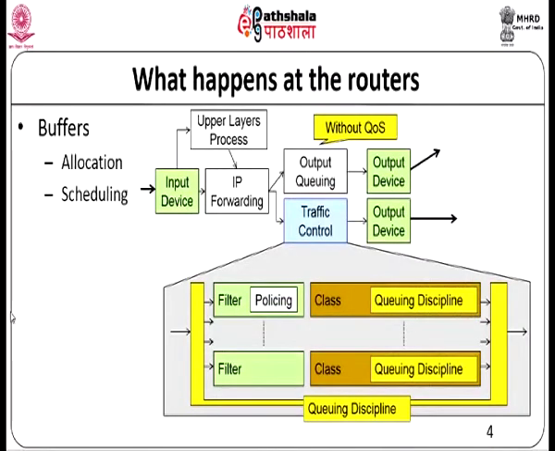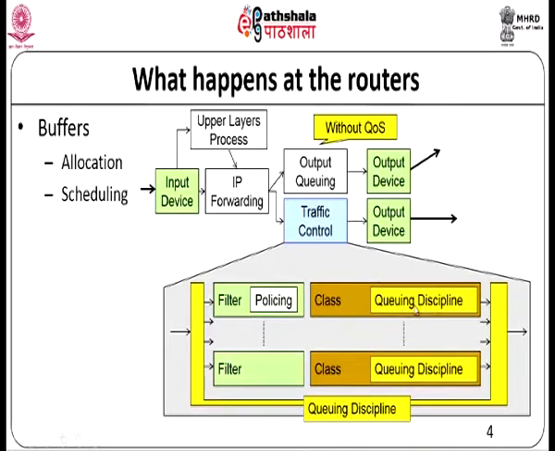To understand this, let us take a look at what actually happens at the routers. At the routers, there are buffers, both at the input and the output. Packets come in, they are queued at the buffers, space is allocated, and they get scheduled for being sent out on the different output ports through the output devices. If there is some QoS, then some traffic control also takes place, but even without QoS, in simple IP forwarding, the packet goes into the output queuing and is sent out.